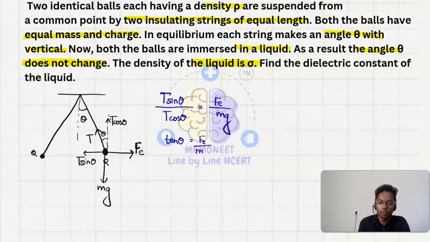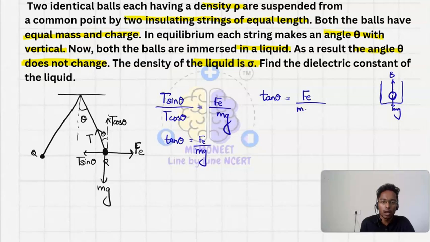So when it is immersed in the liquid, let's say this is the liquid here, and when the ball is immersed, there will be two types of force. Here the mg will act, and the buoyancy force will act in the opposite direction. So we have tan theta equal to Fe upon mg minus B.